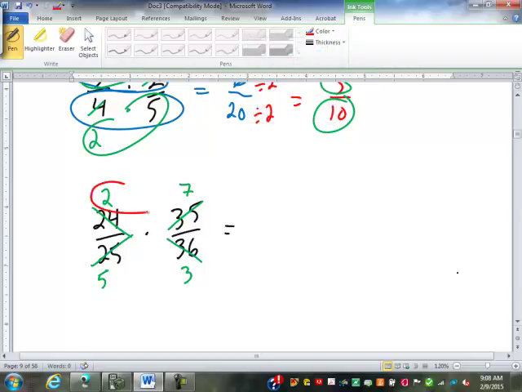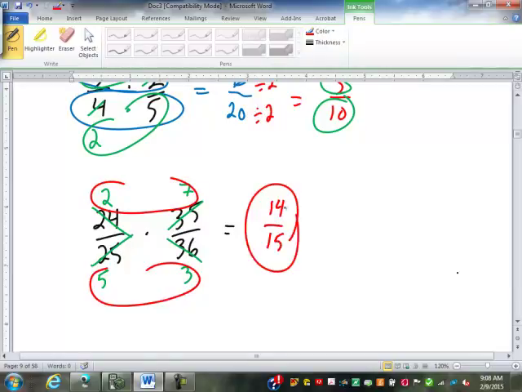So now I have 2 times 7 is 14. 5 times 3 is 15. It's 14/15. Much simpler to cross cancel or reduce before we multiply. So now we're not going to waste a lot of time on simple fractions. We're going to go up to mixed numbers.